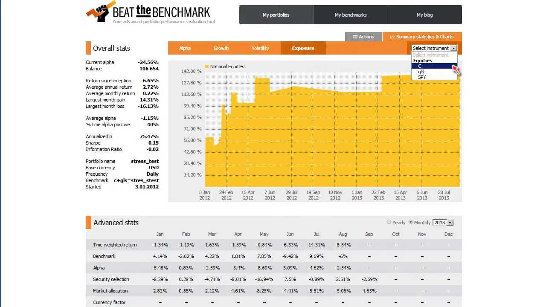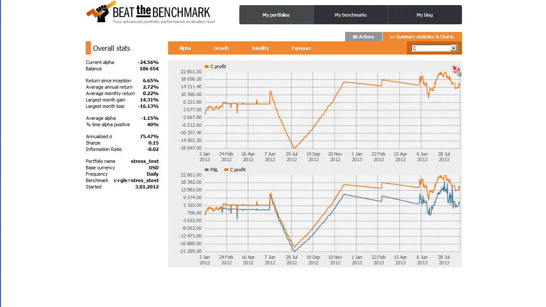By selecting a particular instrument, you can also see additional individual securities statistics. In particular, you can see how a particular security has affected your overall profit and loss.